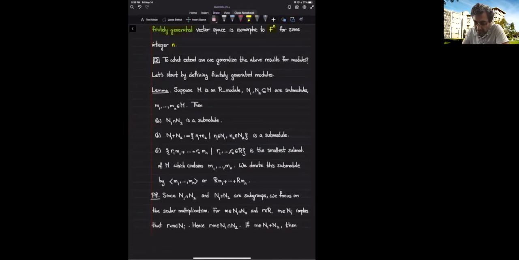Now, to what extent do we have this result? Can we prove this result for an arbitrary module? Can I impose certain conditions on the rings to deduce this type of result? But before I get to prove this, I need to say what it means for a module to be finitely generated. Okay, so let's start with a module M.